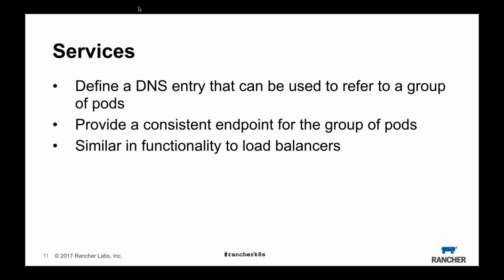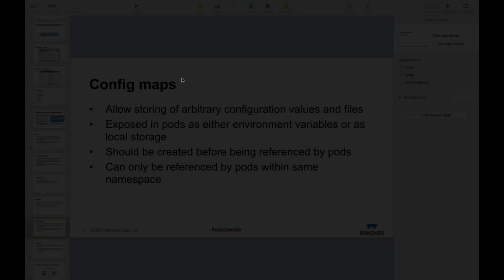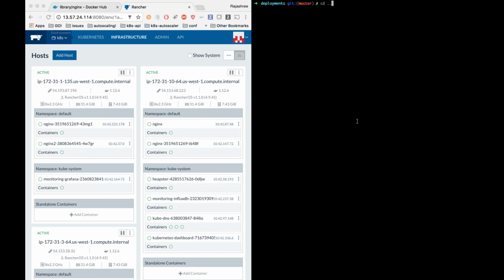A service provides a DNS entry that can be used to refer to a group of pods. It is similar in functionality to load balancers. It provides a consistent endpoint for the group of pods. So let's go ahead and create a few services. Again, we'll use the manifest file.